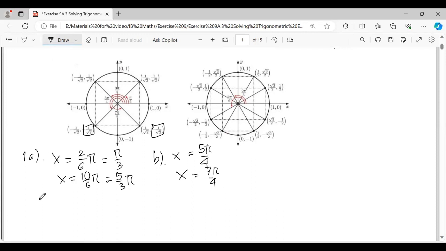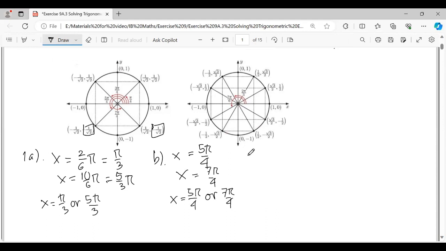So the solution for 1a: x equals pi over 3 or 5 pi over 3, while for b: x equals 5 pi over 4 or 7 pi over 4.